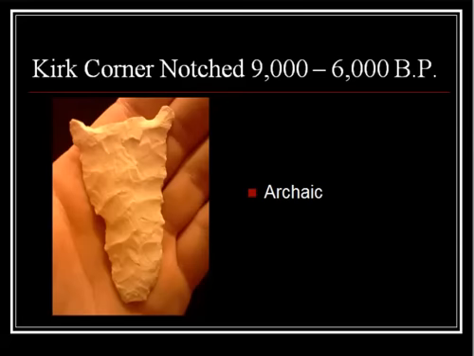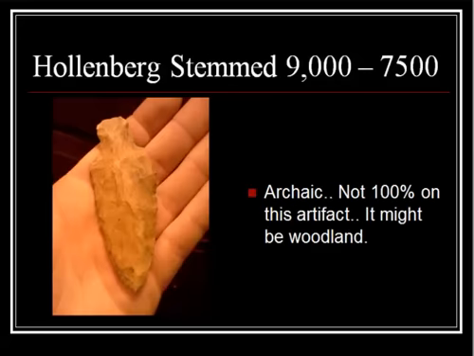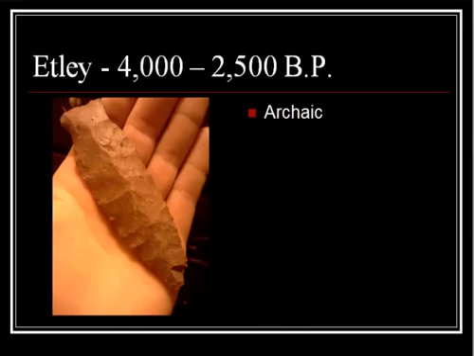We have a Kirk corner notched. It's archaic. Found this in St. Louis. A square knife. This was also found in St. Louis, a different creek. I'm not 100% sure on this one. I believe the sides of the base are ground. The bottom is slightly ground. And it looks like it's woodland flaking, but it matches the Hollenberg stem almost exactly. And then we have the Etley. This was found in St. Louis again.